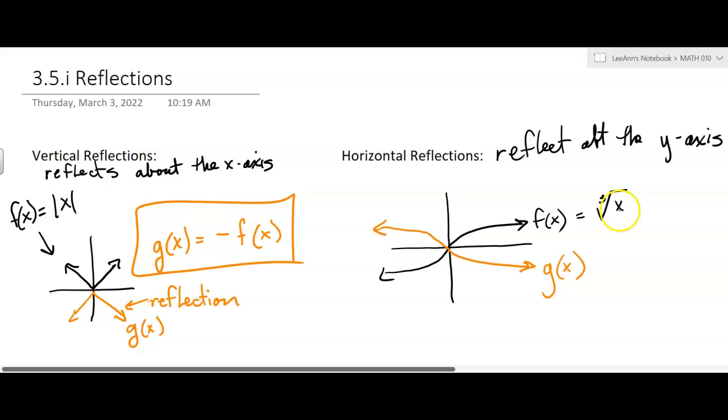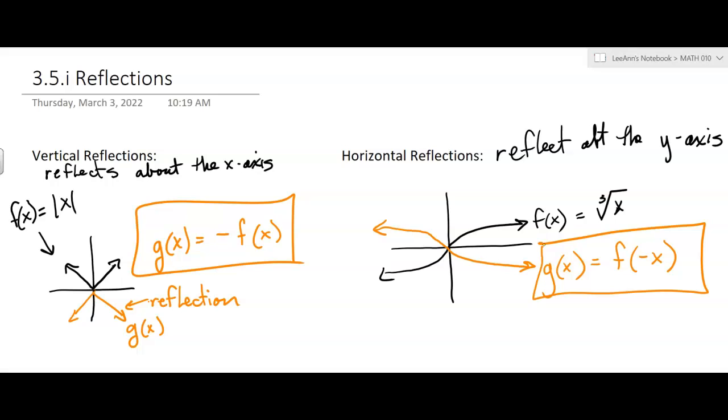All right. So to get it to flip, it's going to be f of the opposite of x, okay? All right. So this is the form for a reflection about the y-axis. You change the sign on your input and then apply the function. So here you apply the function and then make it negative. That's a vertical reflection. Here you change the sign on your input and then you apply the function.